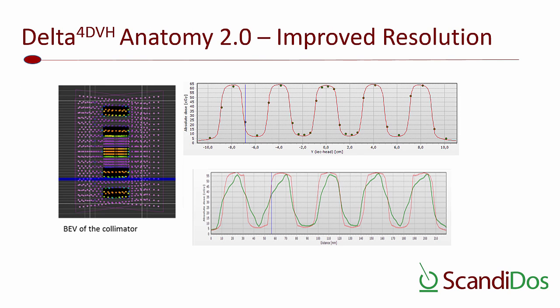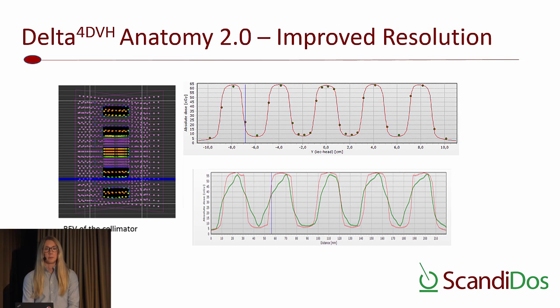So, why did we develop a new version of anatomy? Simply put, it is a more accurate dose calculation, and it also improved the resolution by calculating the base fluence map using a finer grid.